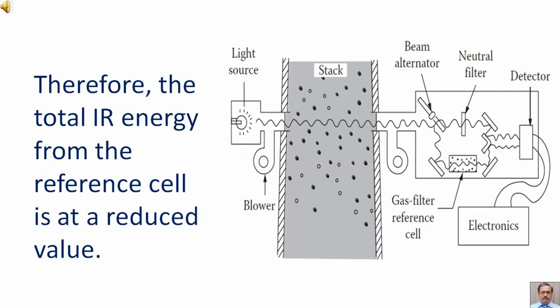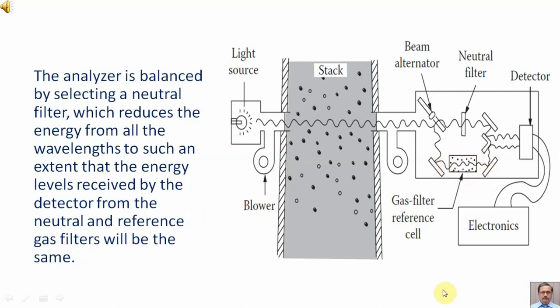Therefore, the total infrared energy from the reference cell is at a reduced value. The analyzer is balanced by selecting a neutral filter which reduces the energy from all the wavelengths to such an extent that the energy levels received by the detector from the neutral and reference gas filters will be the same.